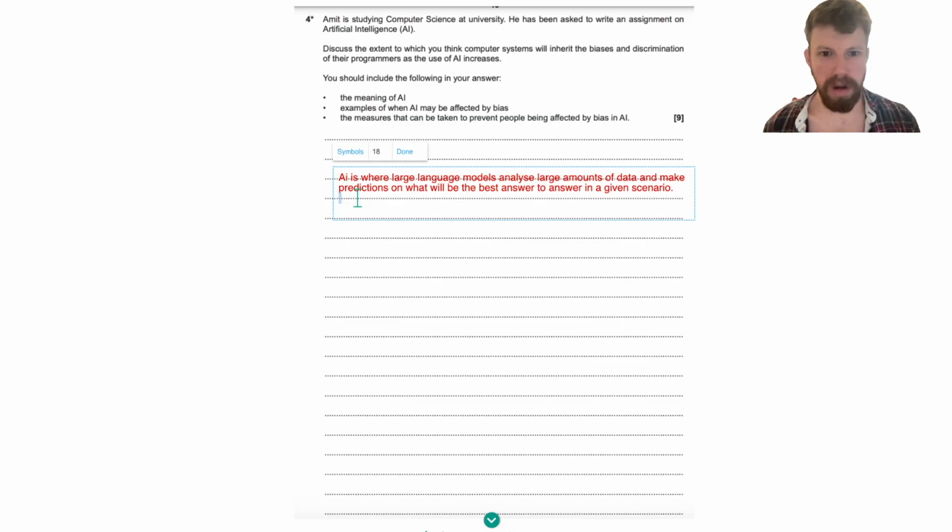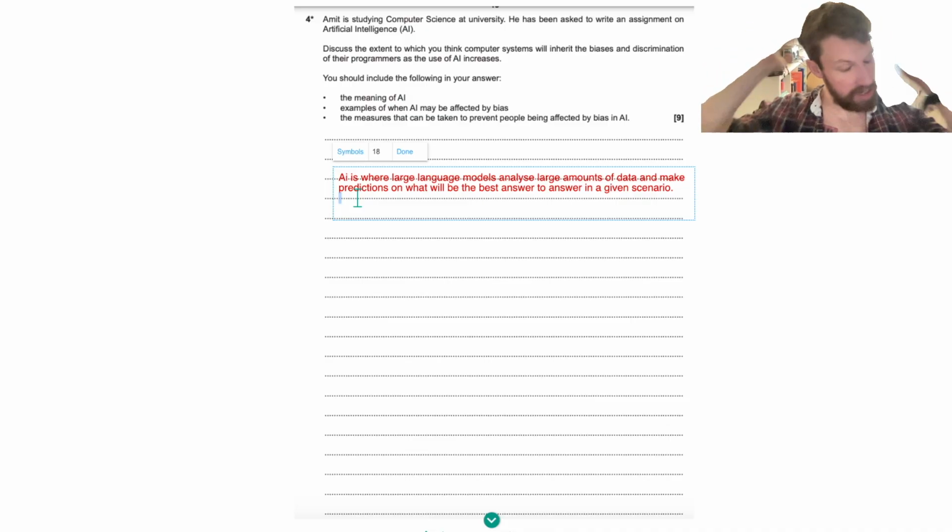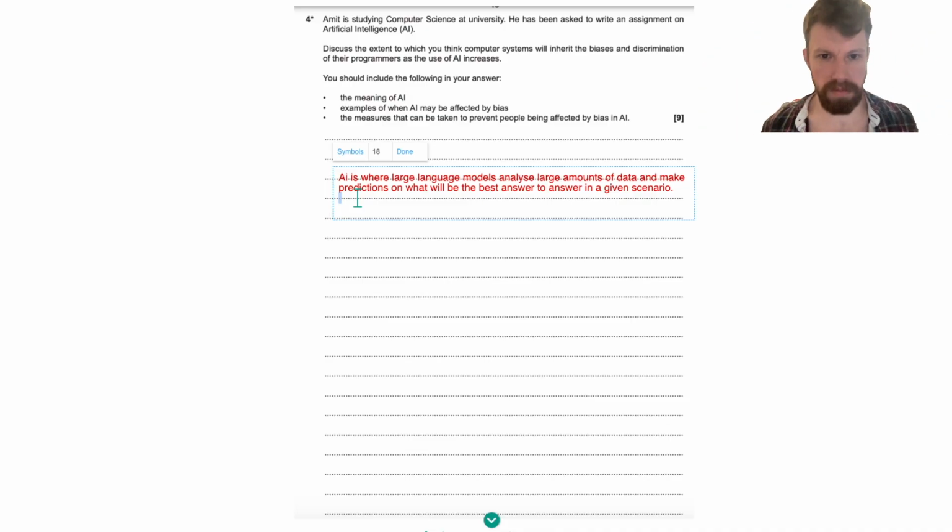So we don't have to go quite into as much detail as we did on the other one because this is 9 marks, but it's still the same format. Describe it, how it can be affected by bias, and what we can do to mitigate some of those things.